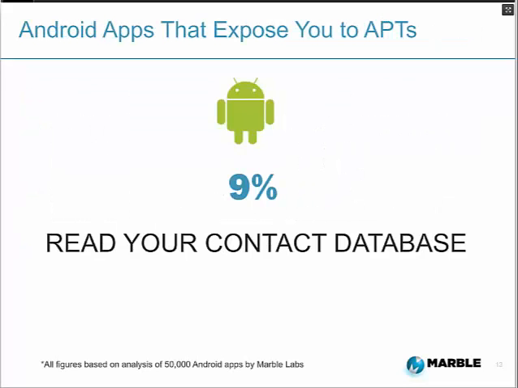Let's continue to look at some of the Android apps that expose you to APTs, and then I'll answer some more of the questions. Fully 9% of Android apps read the contact database on the user's device, and many of them send that contact database in its entirety off to servers on the internet. As we've discussed, this exposes you to advanced persistent threats.